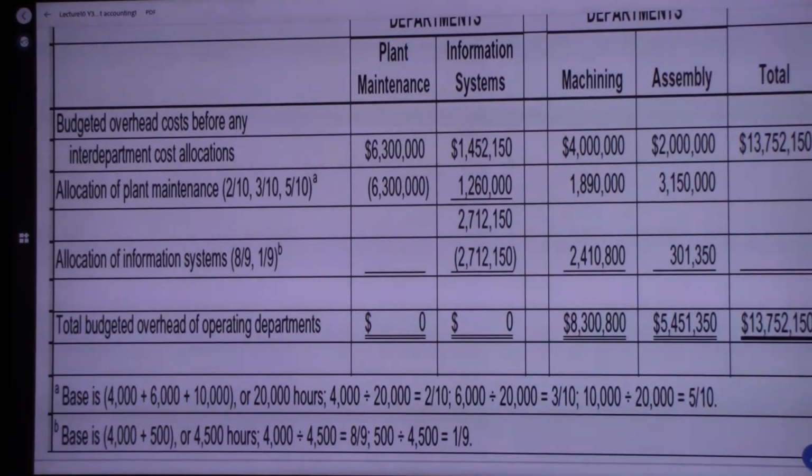The machining department had 4 million in costs, its original cost, which adds value to the product in a direct way, and indirect costs received from plant maintenance, which equal 1,890,000, and 2,170,000, which is allocated from information system. The same for assembly. The original or direct cost that adds value to the product for the assembly department was 2 million.